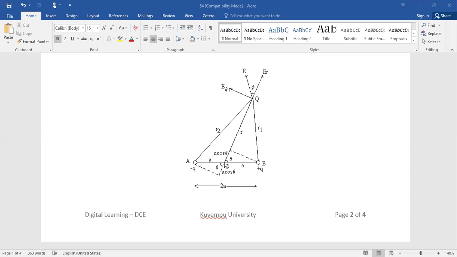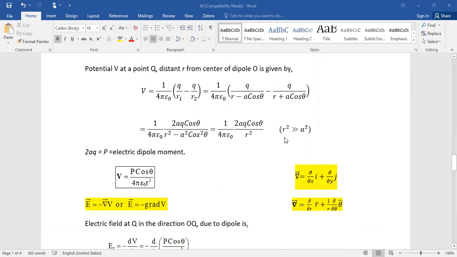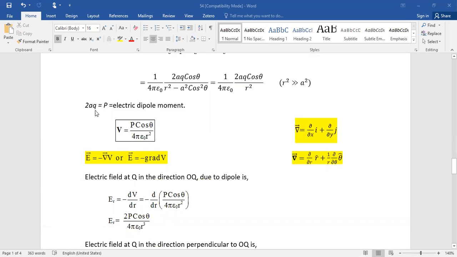Therefore, we can make an approximation that R is large when compared to A. R square is much greater than A square, so we can neglect the term containing A square. The remaining term is 1 by 4 pi epsilon naught into 2aq cos theta by R square. 2aq is nothing but the dipole moment P. Finally, potential V is equal to P cos theta by 4 pi epsilon naught R square. This is the net potential at point Q.